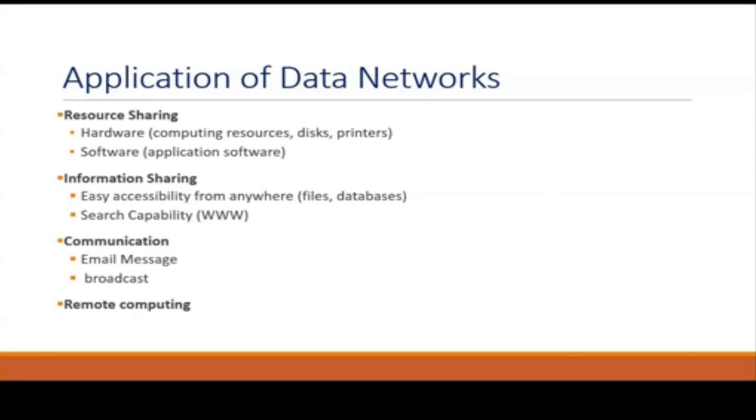So what we discussed was resource sharing. That is the first application of data networks. The second one is information sharing. Resource sharing is one thing, information sharing is another: easy accessibility from anywhere, to files and databases.